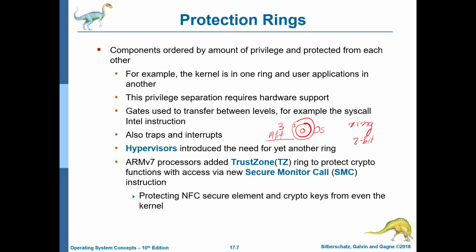All right. So of course, it is possible to transfer between levels. For example, when an application makes a system call, then the control automatically gets transferred to ring level 0, which is the ring of the operating system. All right. And traps and interrupts can do the same thing.